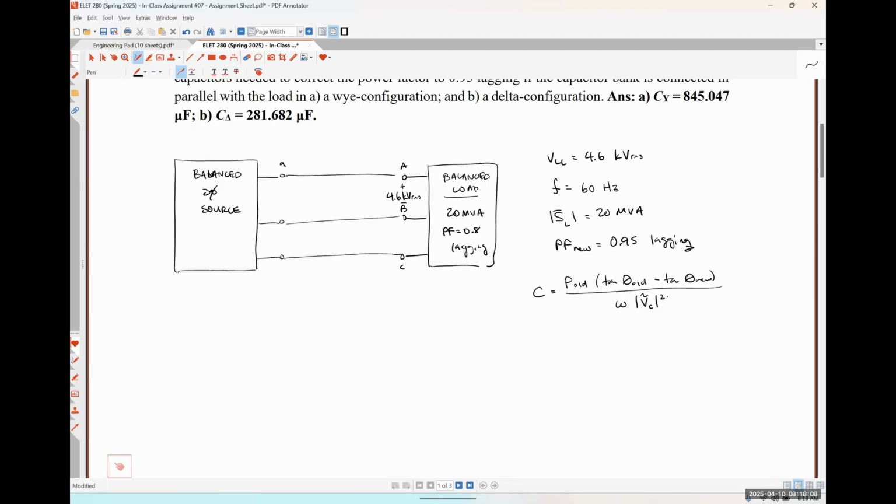So using the information that we were provided, how are we going to find P old and theta old? So theta old is just the inverse cosine of the power factor? Sure, absolutely right. Okay.